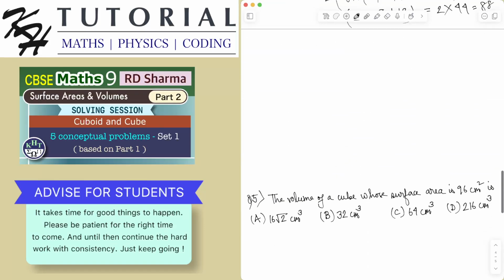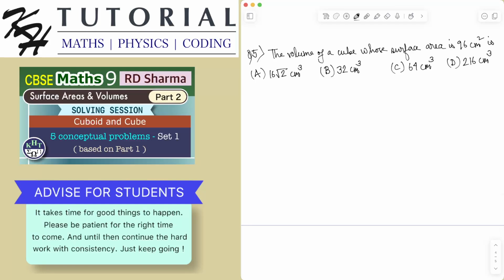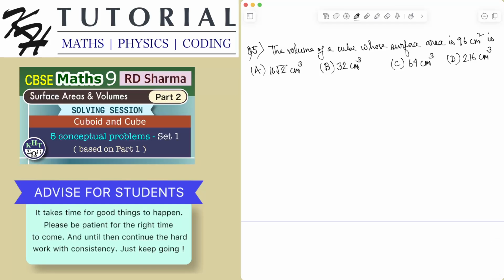Let's do the final problem, question number 5. The volume of a cube whose surface area is 96 centimeters square is. So this is a cube. Let's say the surface area A. We consider the side length of the cube, that is, length of each edge of a cube are equal. Let the length of each edge of the cube be a centimeter.